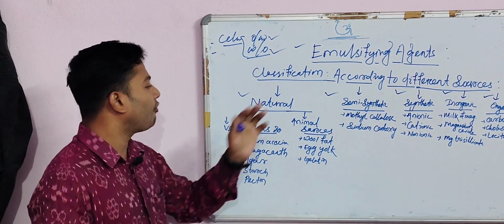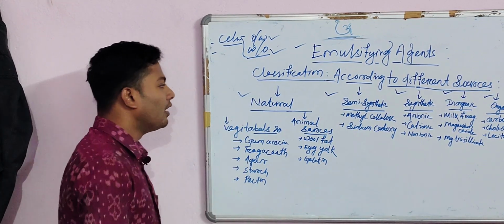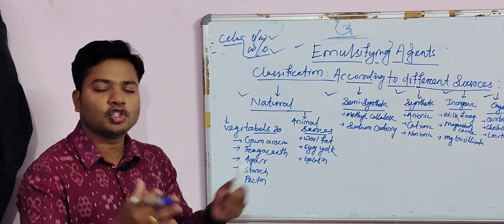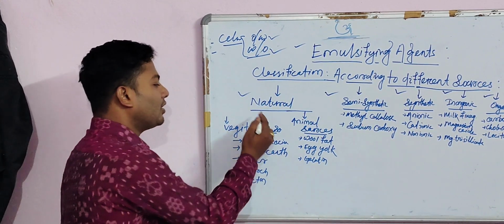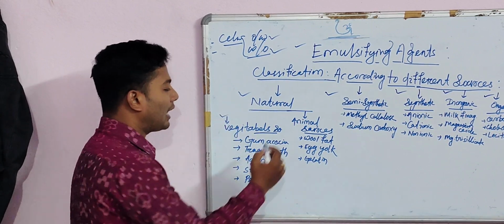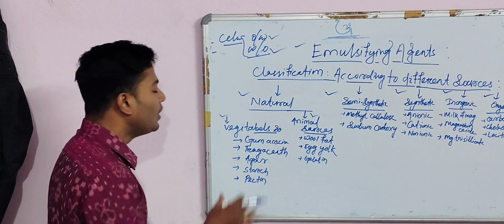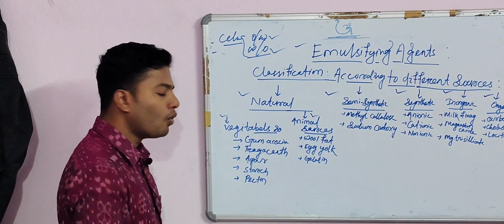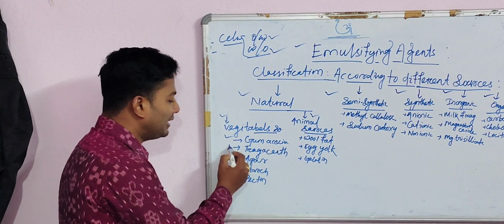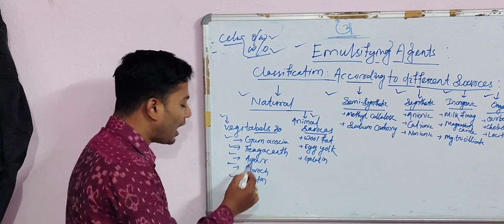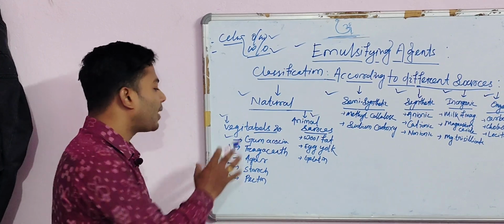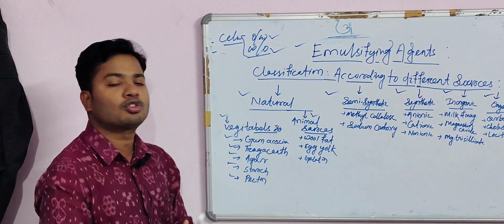So the first one is the natural sources. From the natural sources, you have to collect many emulsifying agents. The natural source is again divided into 2 types: one is vegetable source, another is animal source. From the vegetable sources, which type of emulsifying agent do you have to collect? First are gum acacia, tragacanth, agar, starch, and pectin. These are the emulsifying agents coming from the vegetable source of natural sources.